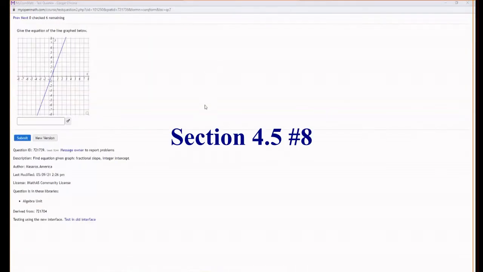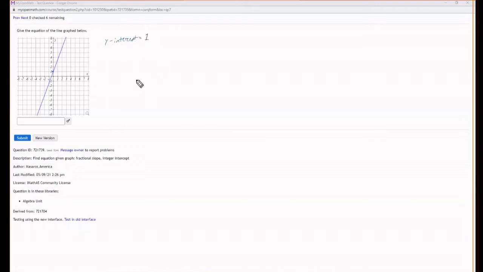Okay, so this is 4.5, number 8. Give the equation of the line graphed below. So in order to go about this, what I want to do is first identify the y-intercept. That's the y value when x is 0. And I can see that that's 1. So the y-intercept is 1. And then it'd be helpful if I can identify the slope.